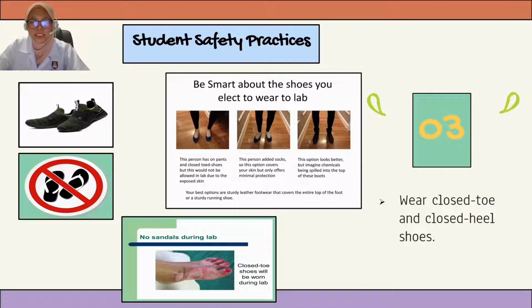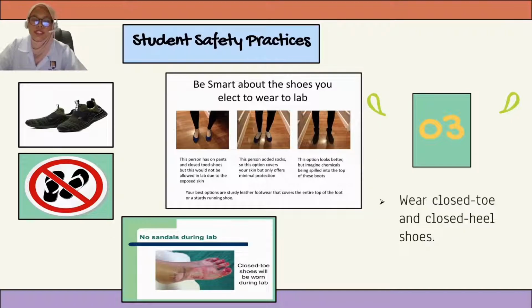Like in this example here, we can see that this person wears closed-toe shoes, but her skin is exposed. So this kind of shoes is not allowed to enter the lab. And the second one, we can see that this person added socks to cover her skin, but it only offers minimal protection to your leg. And the same goes to the third one, which covers her entire leg, but she wears fabric boots, which will also offer you minimal protection.